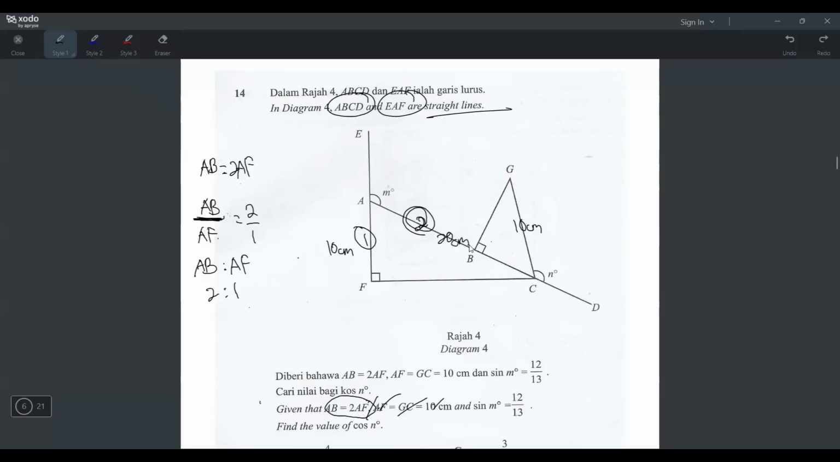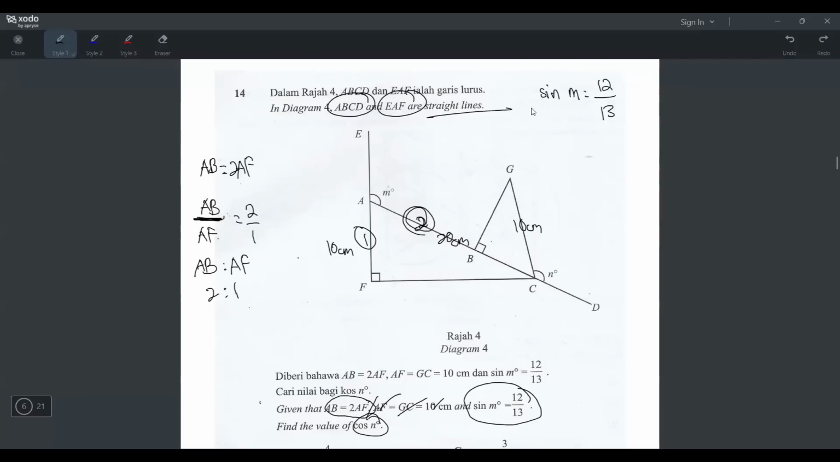Okay, let's see what else they say here. Sine m is 12 over 13. So I think this is important. Sine m equals 12 over 13, right? So it's very obvious already. This one is the trigonometry chapter. And then they say find value of cos n. Okay, let's start by labeling this information first.